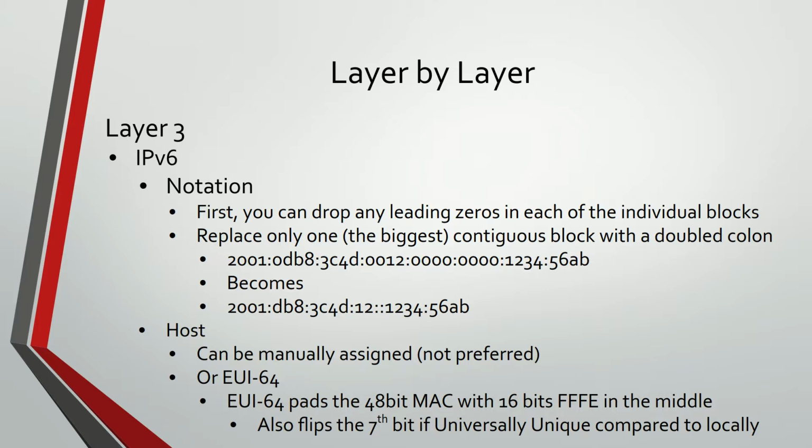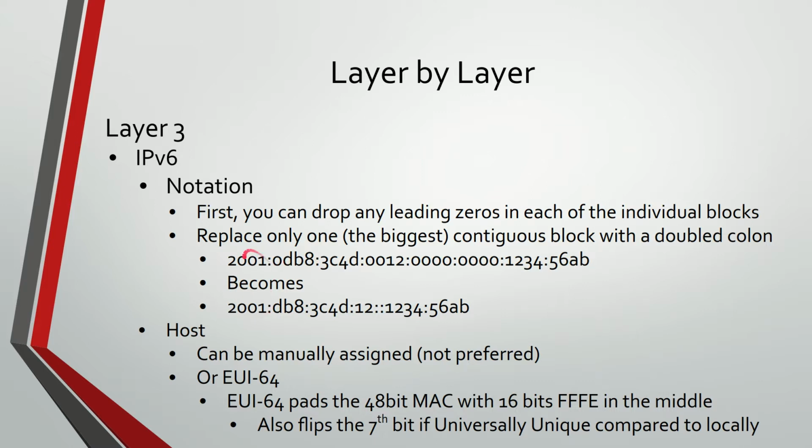First, you can drop any leading zeros in each of the individual blocks, and then replace the biggest continuous block of zeros with a double colon. So in this case, we have 2001, 0DB8, 3C4D, 0012, then 8 zeros in a row. Well, that's a prime target. Then 1, 2, 3, 4, 5, 6, AB. That's a 0, not an O, because it's hexadecimal, so there is no O. So that address becomes 2001.